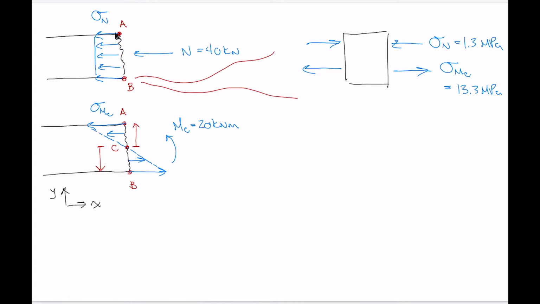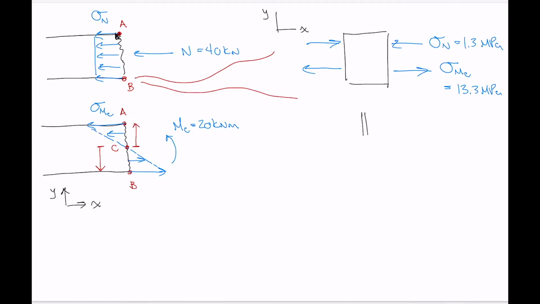So we can see that we've got two normal stresses that are acting along the same horizontal axis, which we've defined as the x-axis, and one's tensile and one's compressive. And the value of the tensile stress is quite a bit larger than the value of the compressive stress. So what's going to occur here is that the compressive stress from the internal normal force is going to act to reduce the overall tensile stress that's experienced at this point.